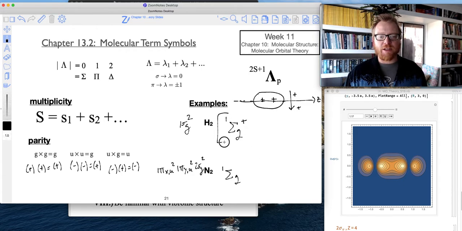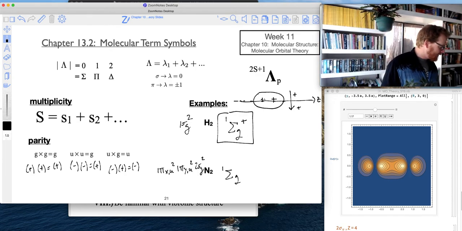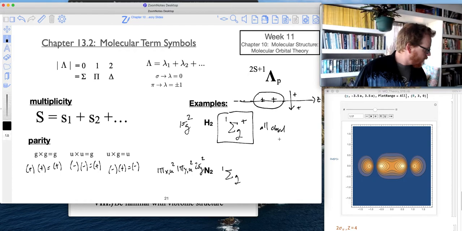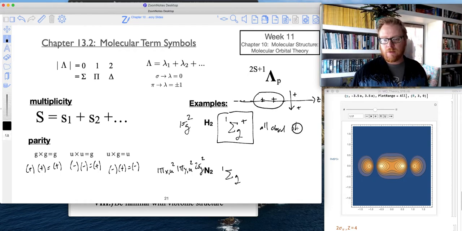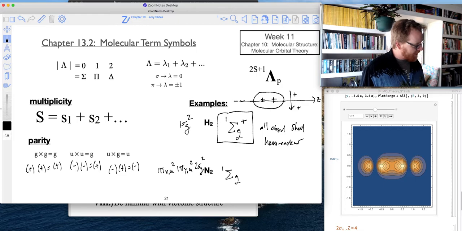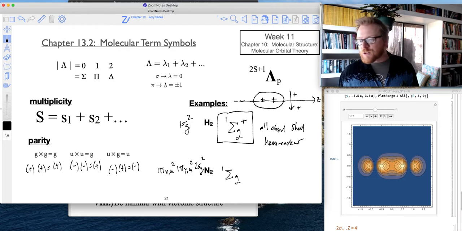So our full molecular term symbol for H2 is 1 sigma g plus, and as it turns out, all closed shell homonuclear diatoms have this term symbol. Okay? So 1 sigma g plus, that is a good thing to recognize because that means all of our bonding orbitals are closed up.